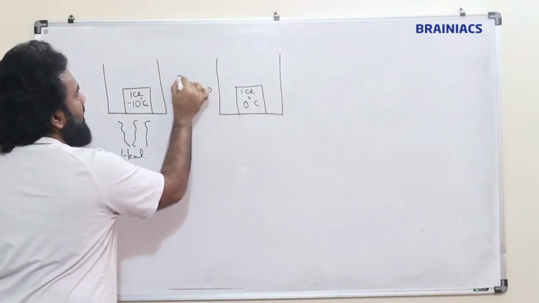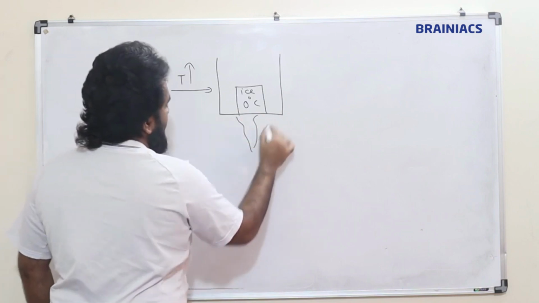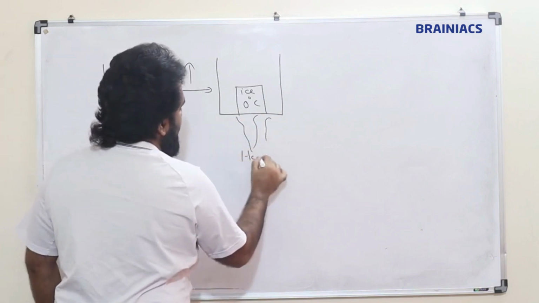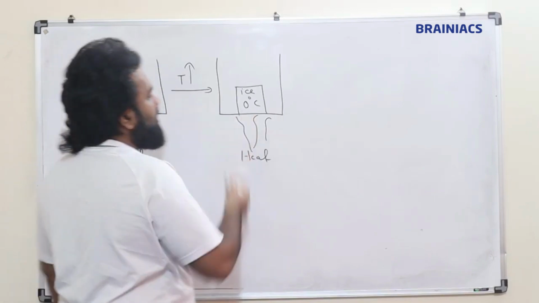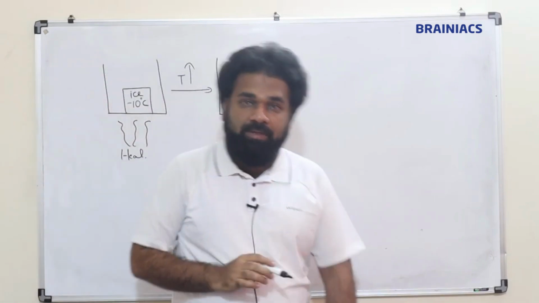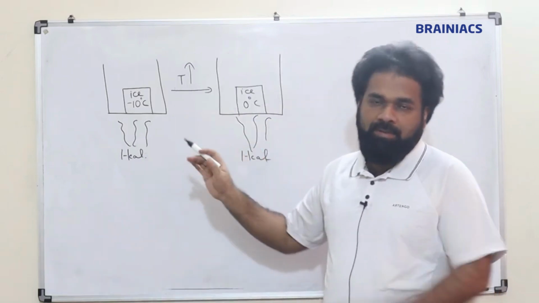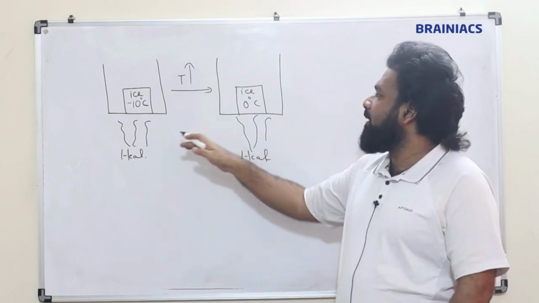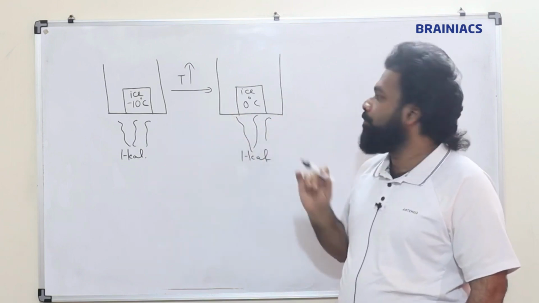So its temperature will increase. Now we are supplying heat continuously. This was ice at minus 10 degree Celsius. Now this is ice at 0 degree Celsius. Now it will take some heat and it will change its temperature. Some heat is used here.